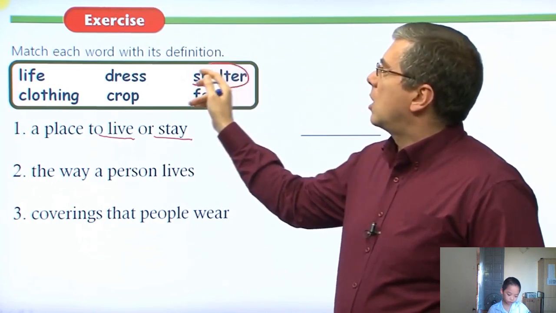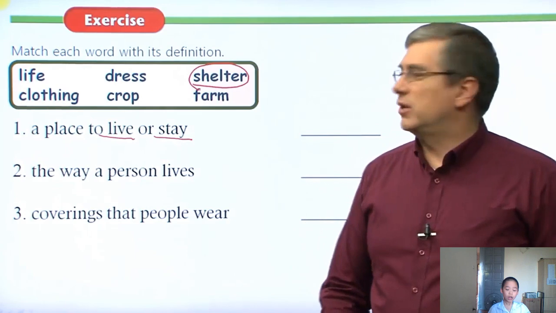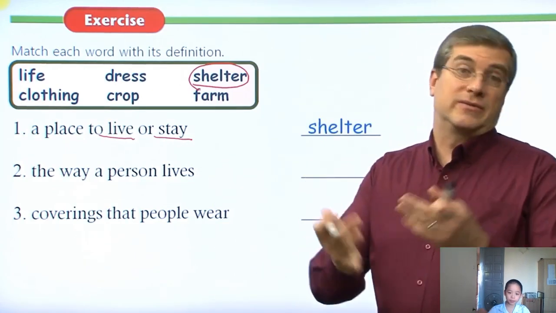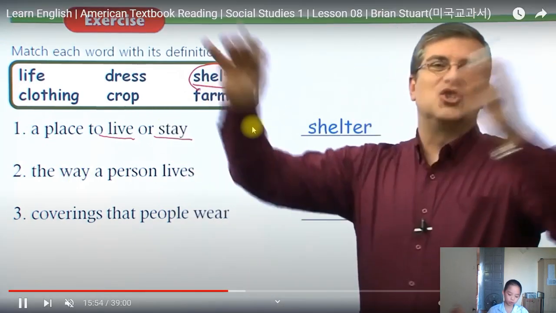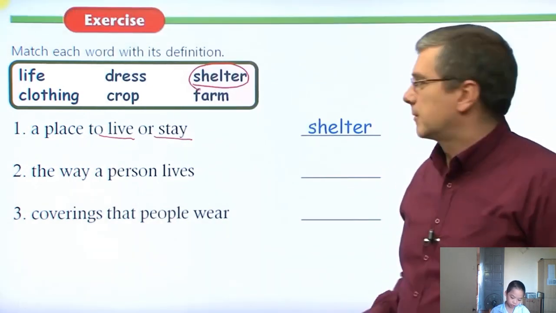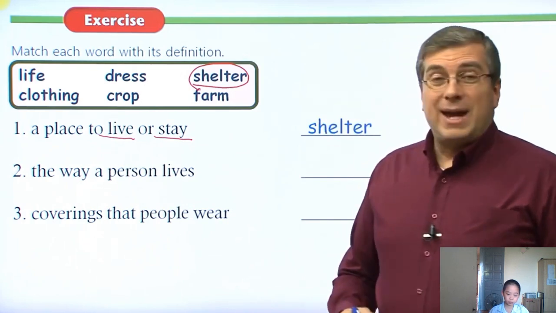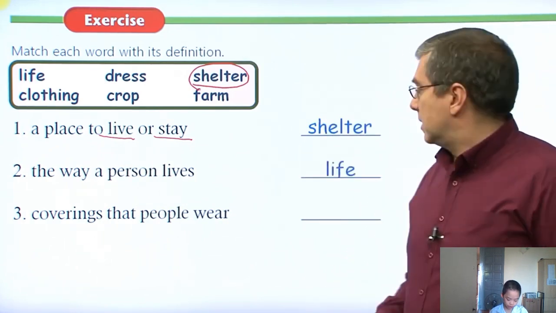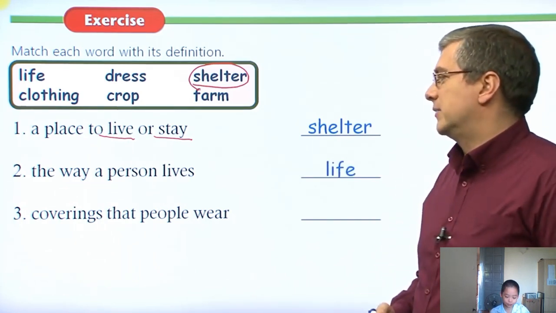But what will be the answer? A farm is a place to grow fruit, but it doesn't say anything about fruit. So the answer will be shelter. Shelter is a place to live or stay. Okay, so let's go to the next one. The way a person lives. Think about this. Oh, the way a person lives is life.